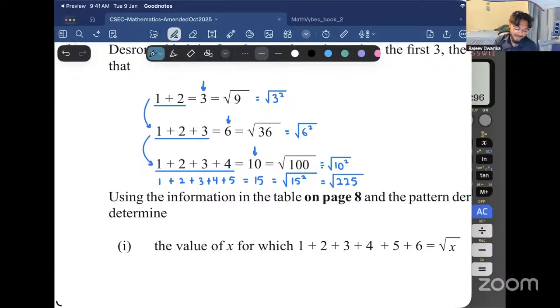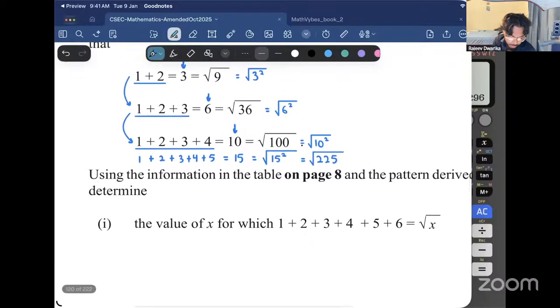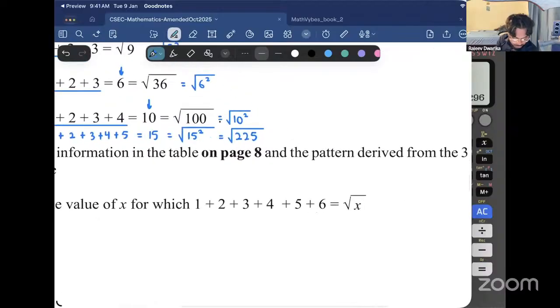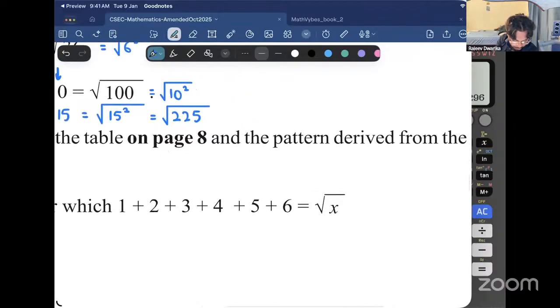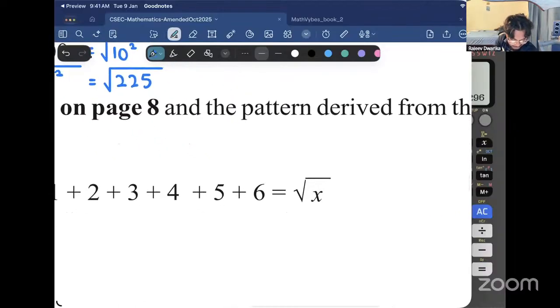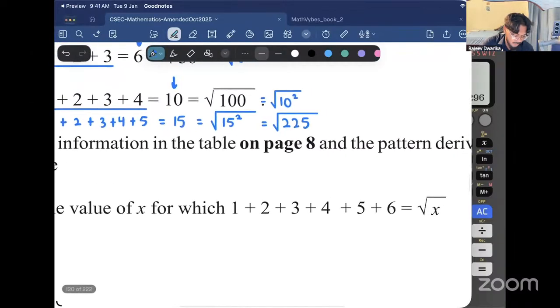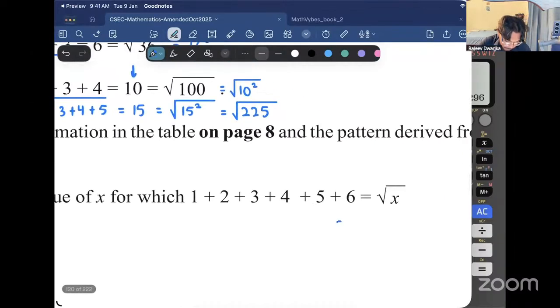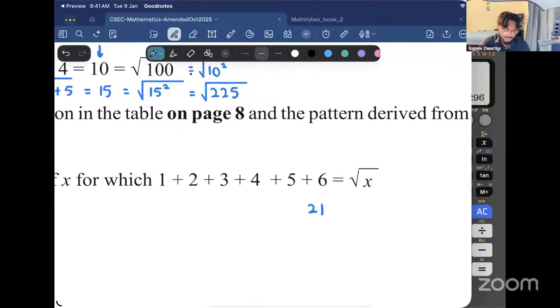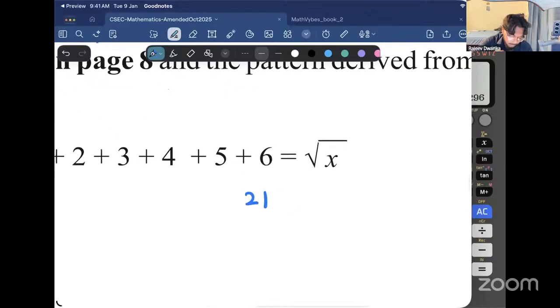So we could generalize the pattern now. If you had something like 1 plus 2 plus 3 plus 4 plus 5 plus 6, what would that add up to? Well, using the last one, that is 15, so 15 plus 6 is 21. You with me? Tell me, Neela. That'll be 21. And that will be the square root of what?